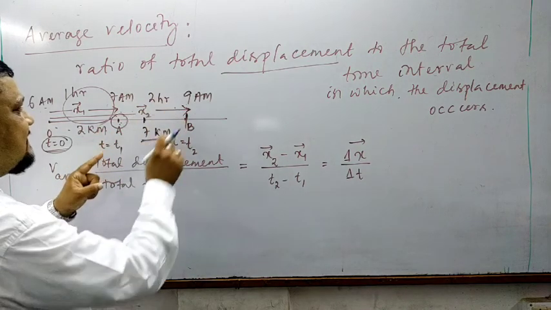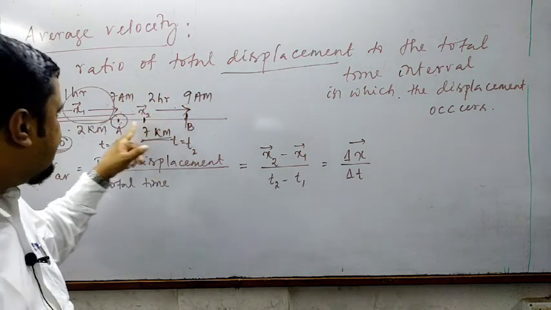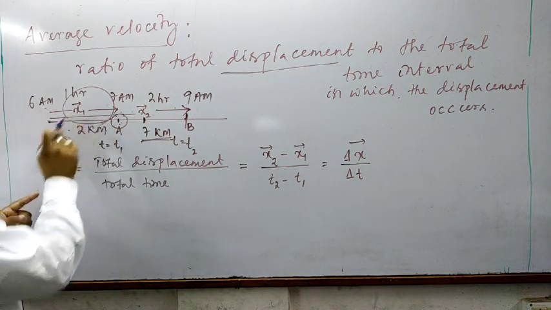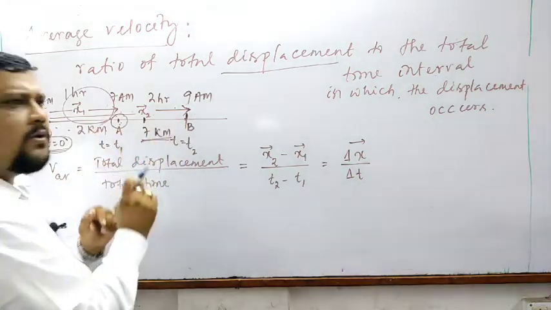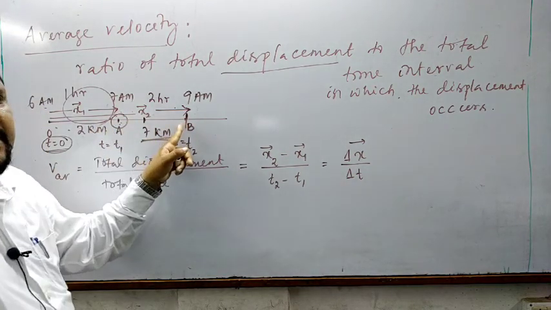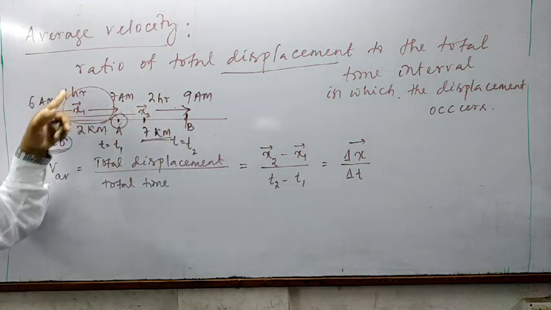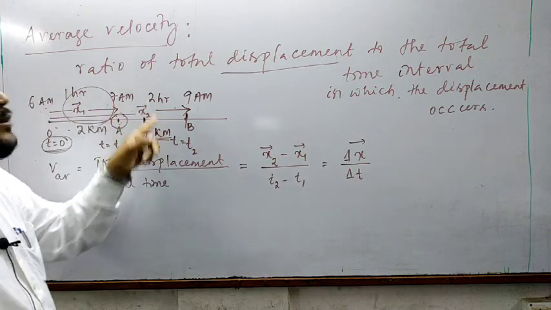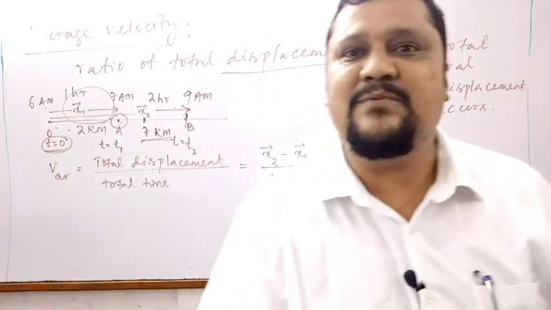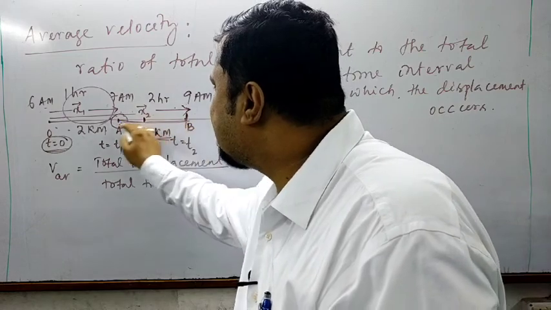So in covering this A to B, how much did you cover from O to A, in what time? Are you covering the same thing? No. In 2 hours, you are covering 7 kilometers. So in this direction from A to B, what is your velocity? 7 by 2. But here, 2 by 1, 2 kilometers per hour. It is 7 by 2 kilometers per hour. So you have a variable speed.